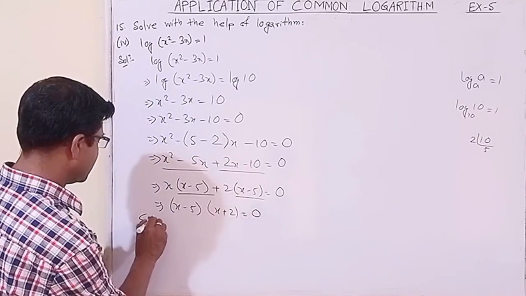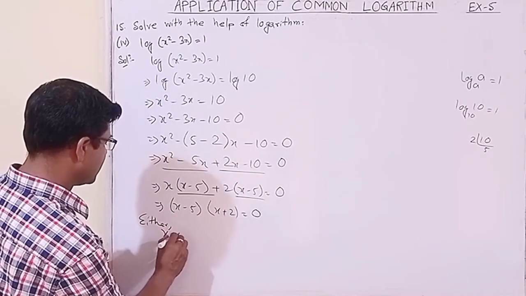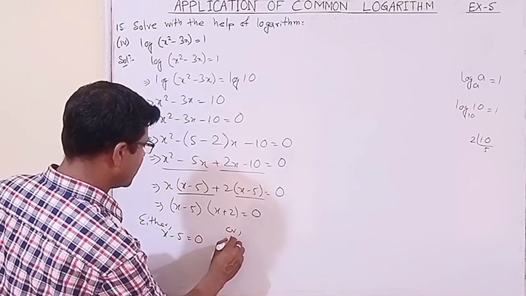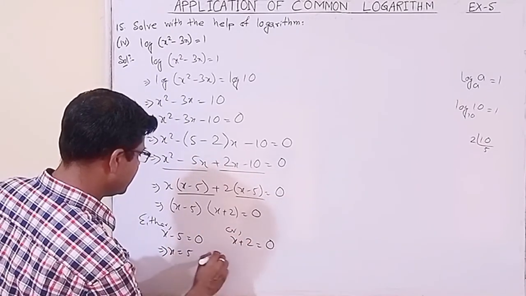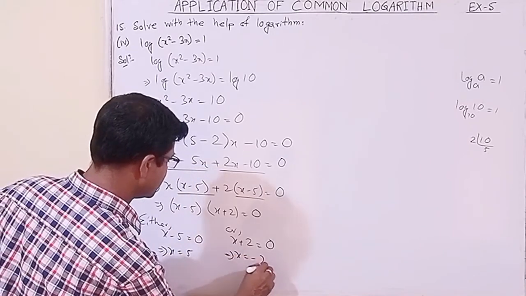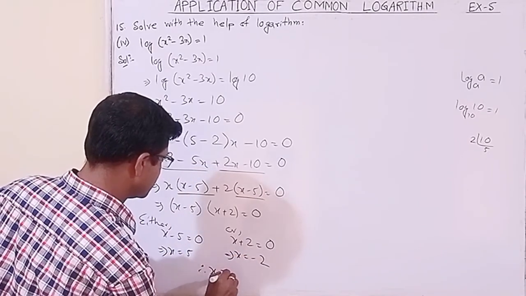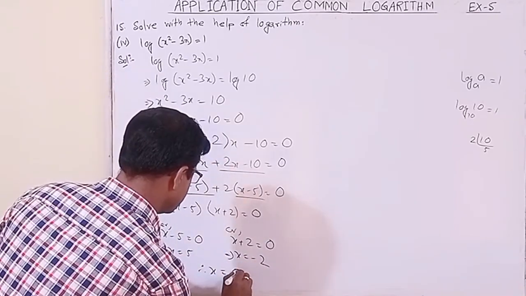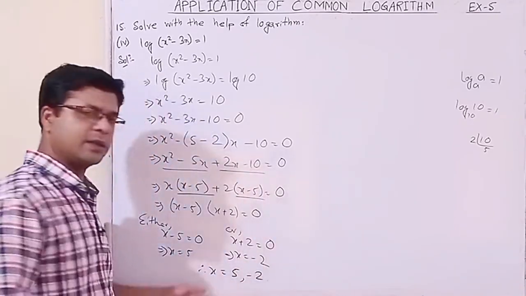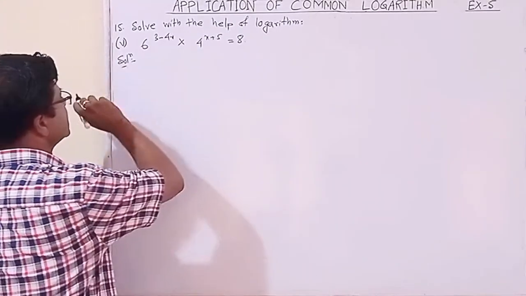So either x minus 5 is equal to 0 or x plus 2 is equal to 0. So x is equal to 5 or x is equal to minus 2. Therefore, final solution, how will we write? There are two roots. The roots are 5 and minus 2. Okay, dear students, let us start question number 5.